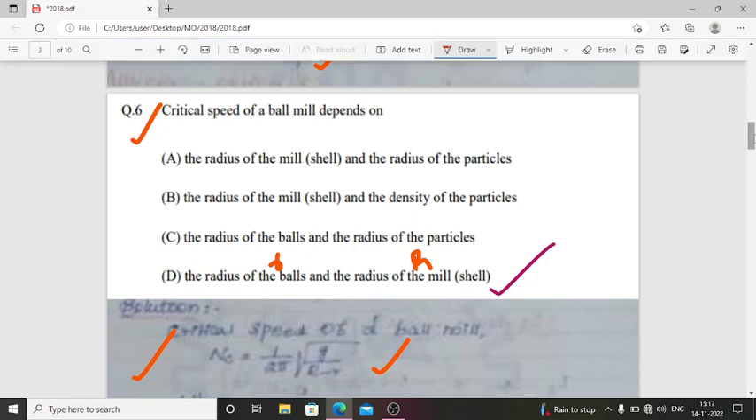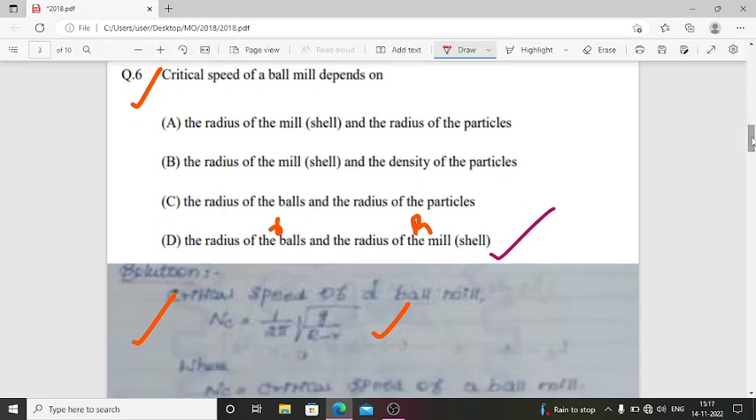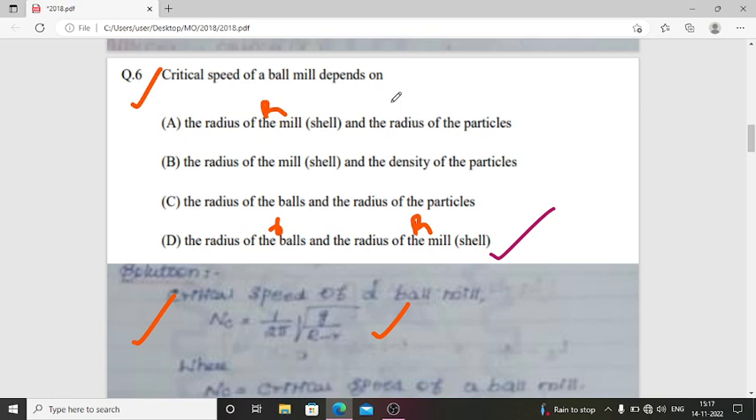So what about the option A here? A is the radius of the mill. Radius of the mill means that is capital R. Then radius of the particle. Okay. So the radius of the particle, this is wrong. Then the second option, radius of the mill. Radius of the mill means this is capital R. Then density of the particle. Density of the particle means rho p. So this is also wrong.